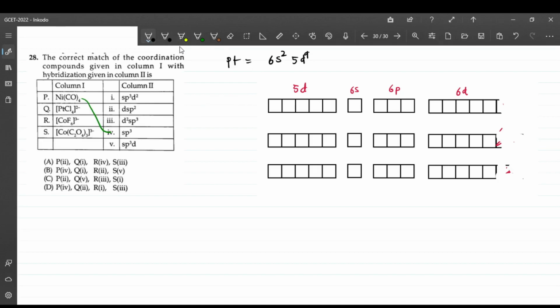So 6, 5d, there are 9 electrons over here. There are 9 electrons in the case of platinum: 1, 2, 3, 4, 5, 6, 7, 8 and 9. And here there are 2 electrons. This is platinum. So what is the oxidation state of the platinum? The oxidation state of the platinum here will be +2, right? Meaning you will be putting x plus 4 into -1 is equal to -2. So x will be equal to +2.